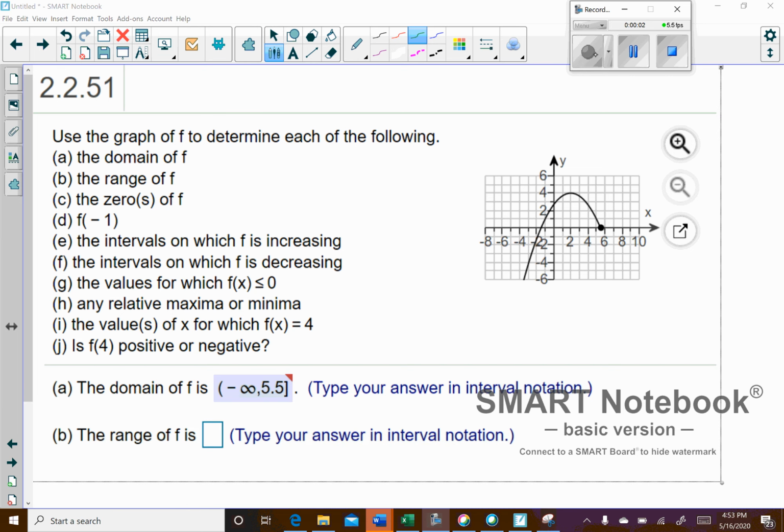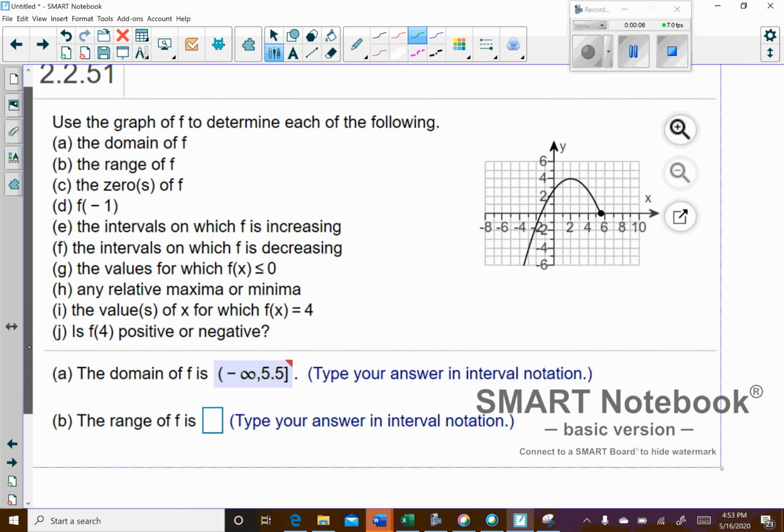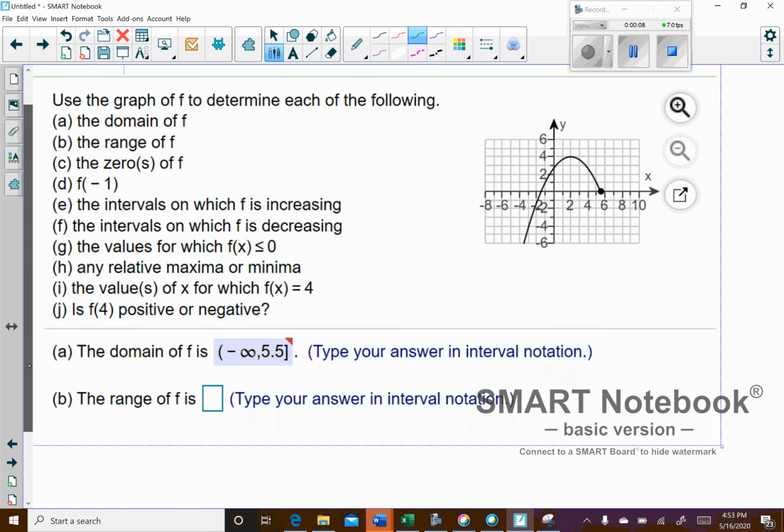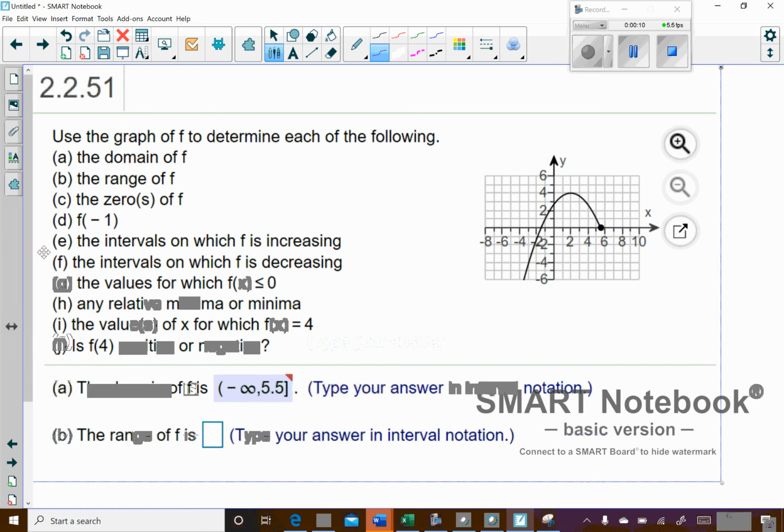Okay, this problem has quite a few parts, and it's going to be worth more than most problems. So this is one we'll definitely want to make sure we have a grasp of.